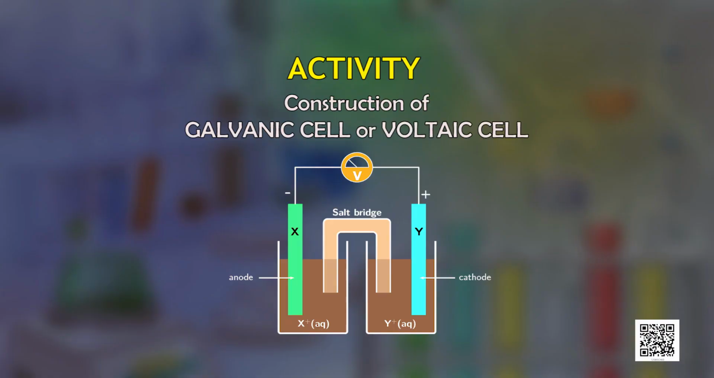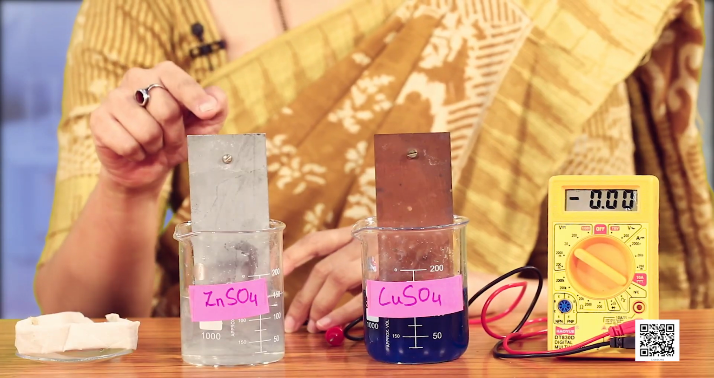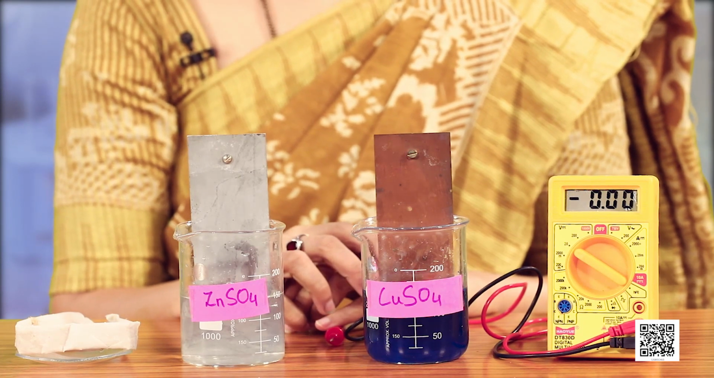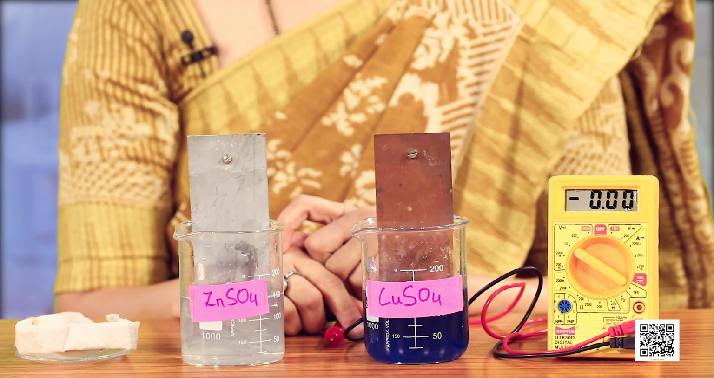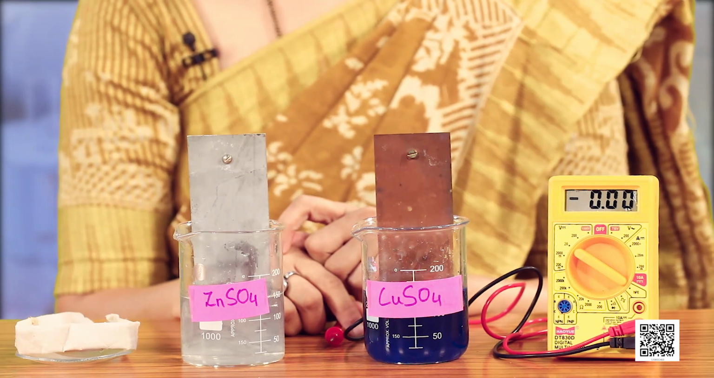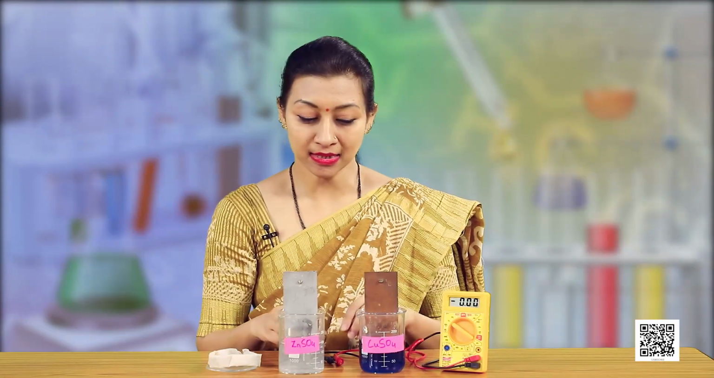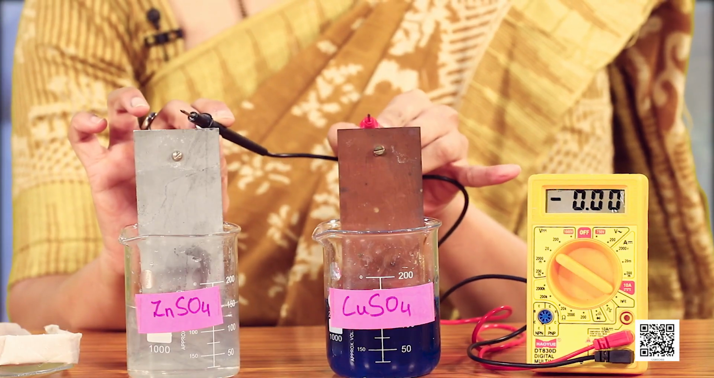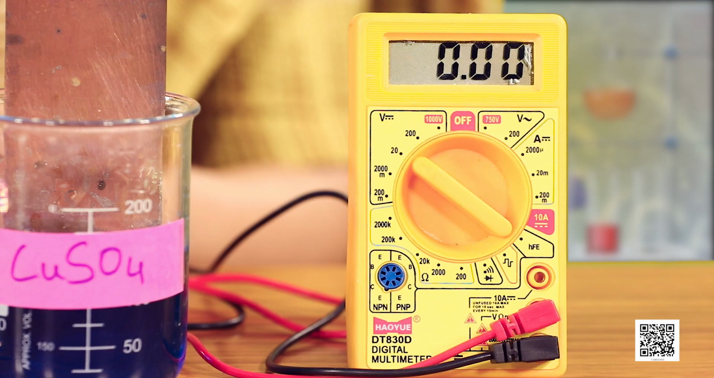Now let us combine the two concepts we have just learned for the generation of electricity. For this purpose, we will set up a cell which is called a galvanic cell or voltaic cell. Let us now construct a galvanic cell. We need two containers. One container consists of a zinc plate dipped in zinc sulfate solution. The other consists of a copper plate in copper sulfate solution. The two containers are connected through wires, which are then connected through a multimeter.